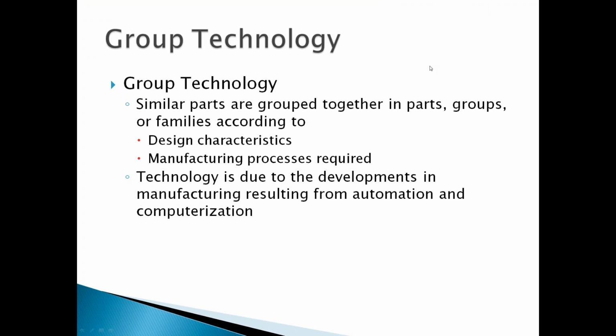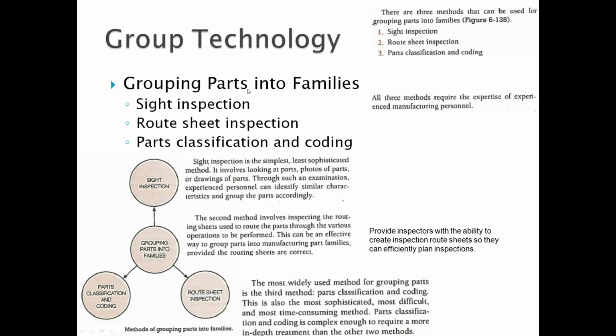So grouping technology: similar parts are grouped together in a part group, or family, according to design characteristic and manufacturing process requirement. Technology is due to the development in manufacturing resulting from automation and computerization. Grouping technology, grouping parts into families. There are 3 methods that can be used for grouping parts into families: site inspection, routing sheet inspection, and part classification and coding. Site inspection is the simplest, least sophisticated method.